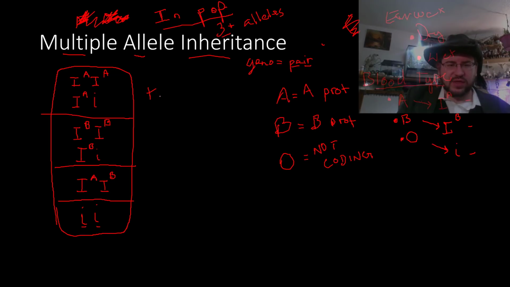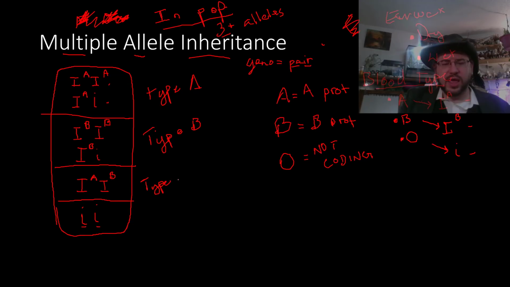So if you have either of these, you are blood type A. So if you are homozygous for the A allele or heterozygous with the A and a little i, you are type A. Here you are type B. Here you are type AB. And here you are type O.